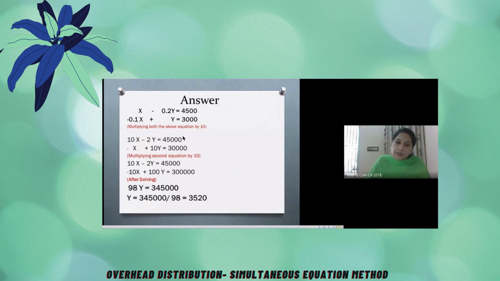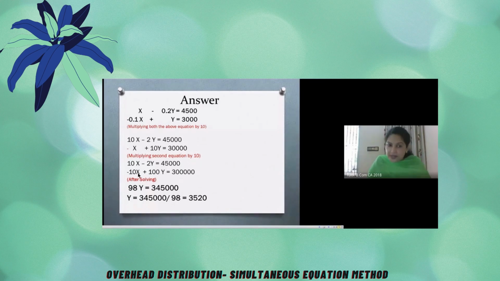Now, what will happen if I multiply the first equation? No problem. But logically, when we look at this equation, if I want to eliminate one variable and get the answer for any of these variables, it will be better for me to multiply the second equation with 10. That's why I multiplied the second equation with 10. So the second equation with 10 would be negative x into 10, which gives me negative 10x. The first equation I kept as it is, that is 10x minus 2y is equal to 45,000.